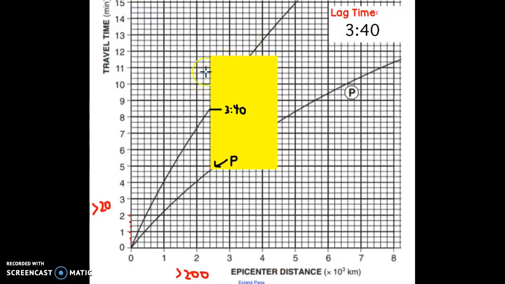If you go down the side of your card, so we're going to go straight down, this is how we're able to find the distance. So if you look to see where that red line is, this is 2,000, and then the next line is 2,200, and this line's 2,400. So what that simply means is the epicenter distance for 340 is 2,400.